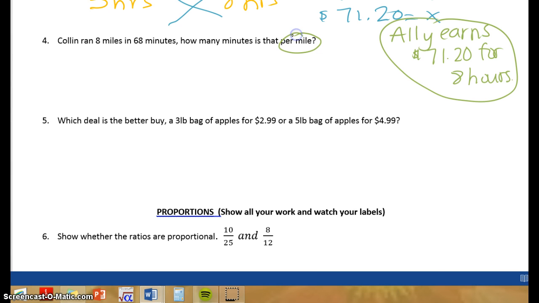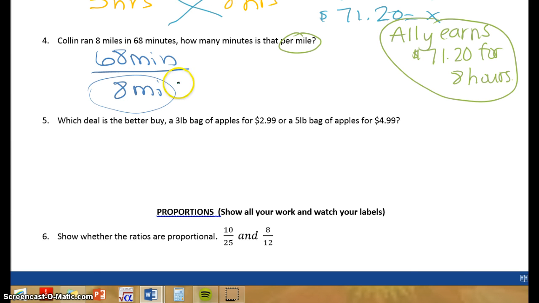So this is where we're finding that unit rate. It's per 1 mile. We want to find out how long it would take Colin to run every mile. So we're going to set up a rate. He runs 8 miles in 68 minutes. We're going to put 68 minutes at the top and the 8 miles on the bottom. Now we want to find out per mile, so we want this bottom number to be a 1, so it's a unit rate per 1 mile.